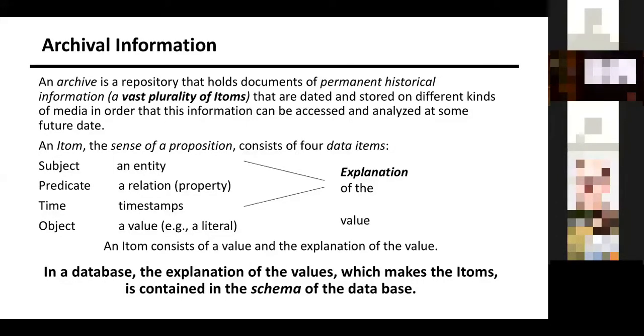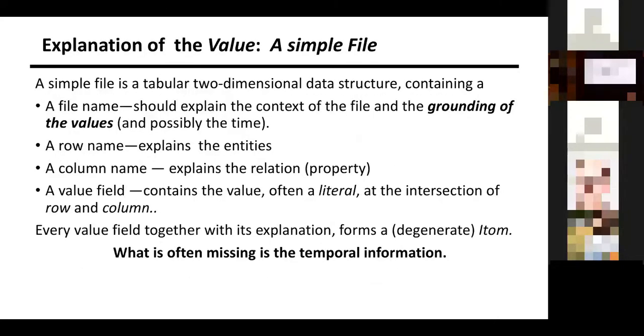We'll go very quickly over some other things. If we go to archival information, an archive is a repository that holds documents of permanent historical utility, of past information, and many different items. And as I said, an item consists of a value and an explanation of the value. In an archival system, the value is the data element in the database, and the explanation is given by the schema of the database. The structure of the database gives me the value.